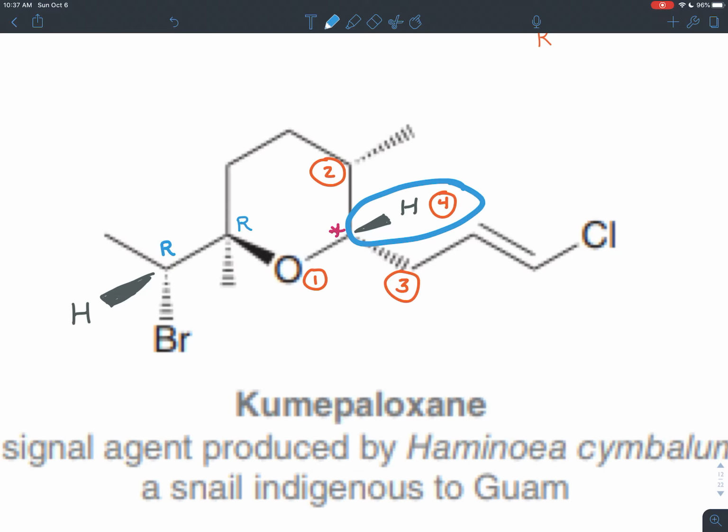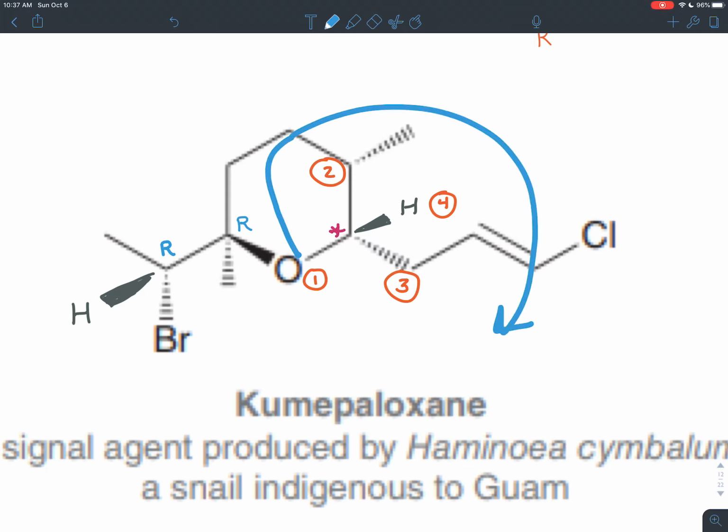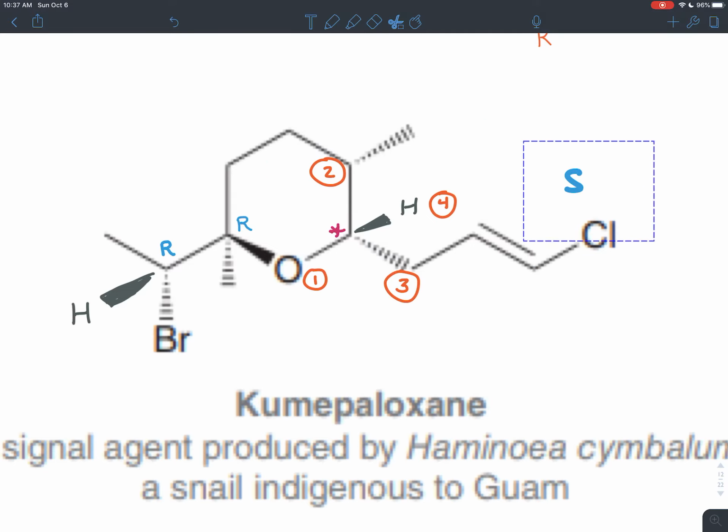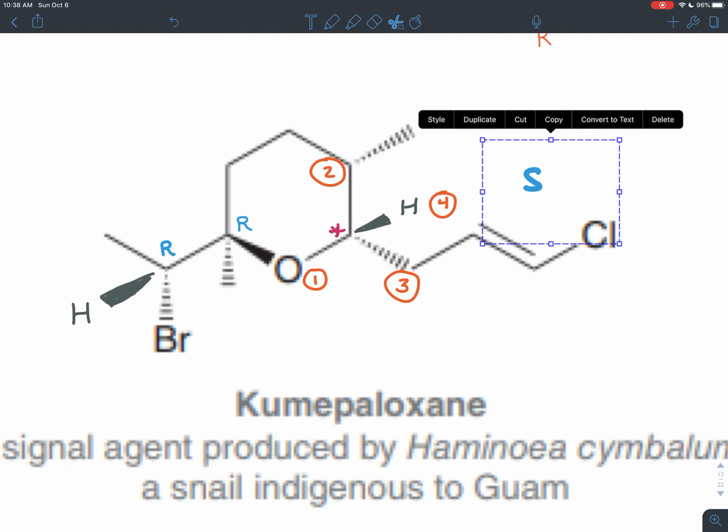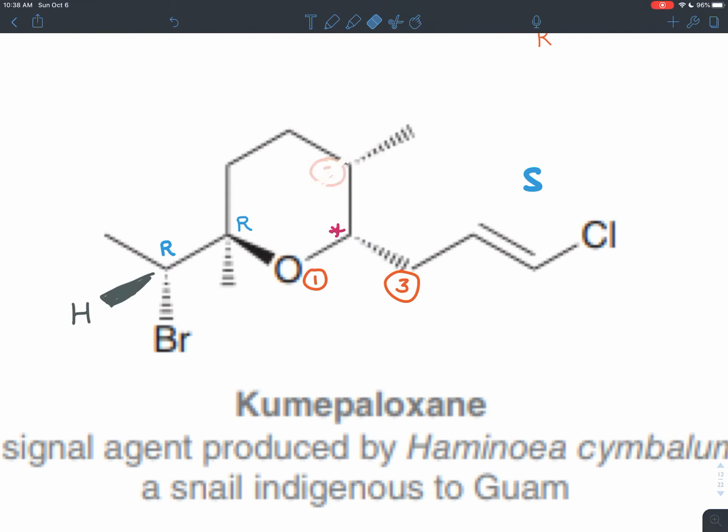So that's the first step, assigning priorities based on atomic number. The second step is to make sure 4 is going away. 4 is not going away, it's coming out at us. And so what that means is we're still going to go from 1 to 2 to 3, but we're going to have to flip the configuration that we would otherwise expect. So if we go from 1 to 2 to 3, we're going clockwise. So you would think that it would be R, but 4 is coming out at us, so we flip it, and it's actually S. And the only reason we're flipping it is because 4 is coming out at us. So this chiral center here is the left-handed version of itself.